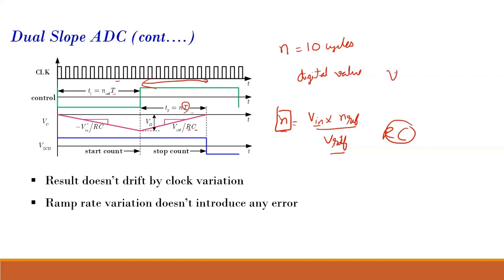So the digital value of V in, if 10, will be written as 1010. As we know, this is 2 raised to 0, this is 2 raised to 1, this is 2 raised to 2, and this is 2 raised to 3. So that is 8 plus 2, which is equal to 10. That is how the number of cycles gets converted into the digital number 1010.